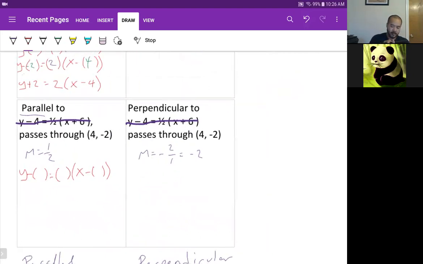So same thing here, you have y minus y1, x1. So x goes here, y goes here, and then m goes here. No, that's positive, positive half. So here's the equation, y plus 2 equals 1/2 x minus 4.